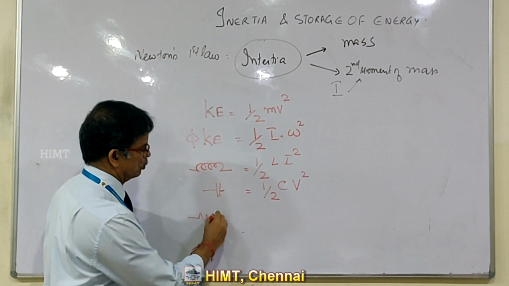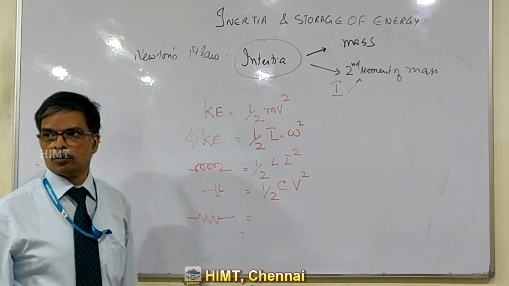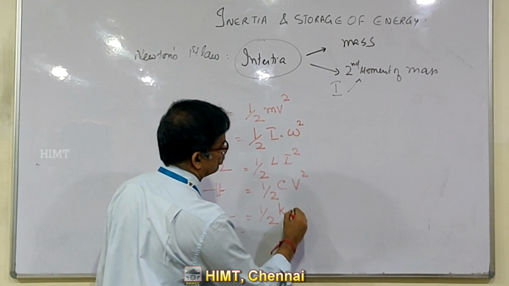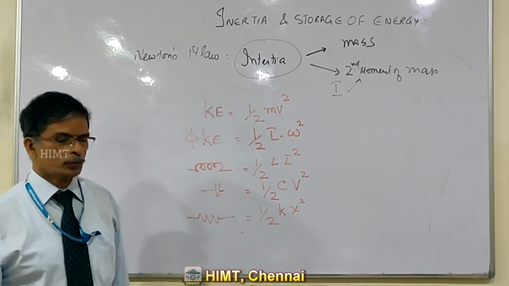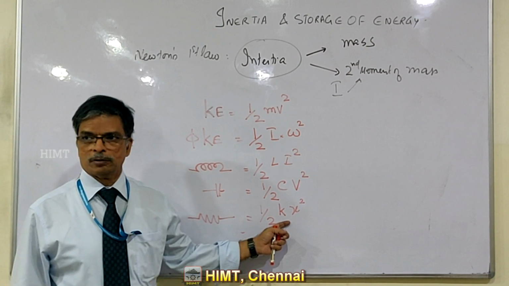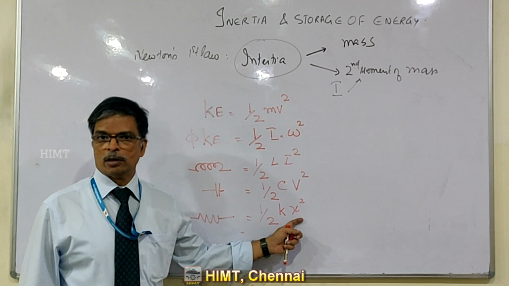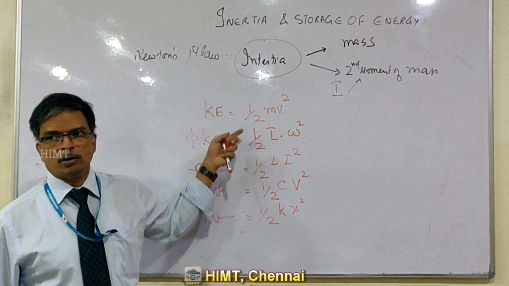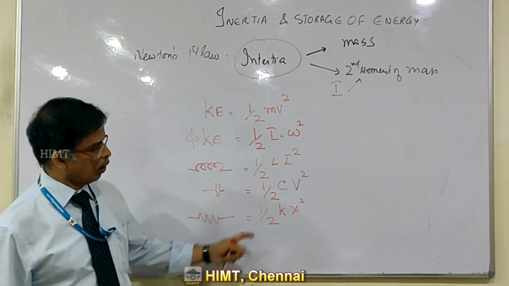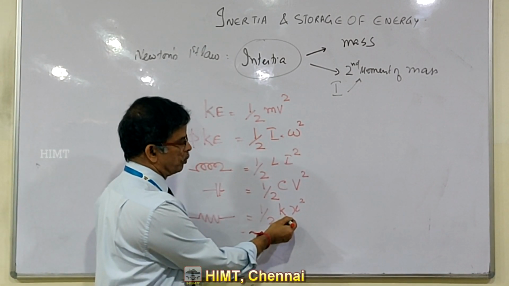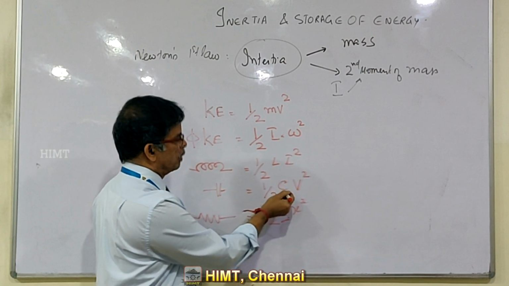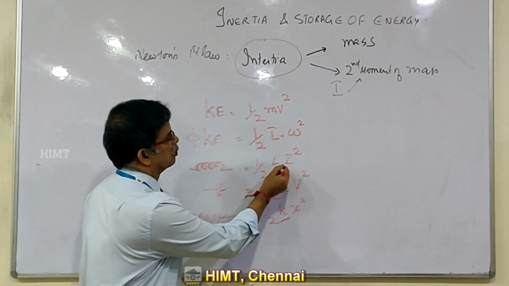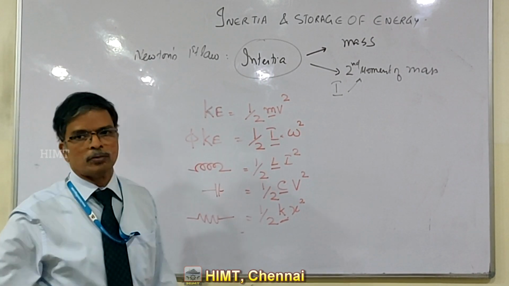Does a spring store energy? What is the formula for energy stored in a spring? It is half into K into X square, where K is called stiffness. And X is the displacement, how much the spring is compressed or stretched. So you will see a very common pattern throughout in all of them. All these represent inertia. In the case of a spring and in the case of a capacitor, even though we use the word inertia for mechanical systems, the principle is the same.